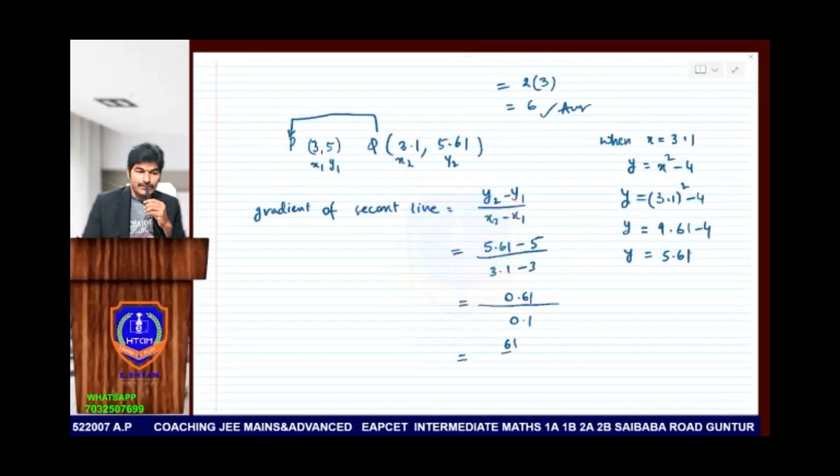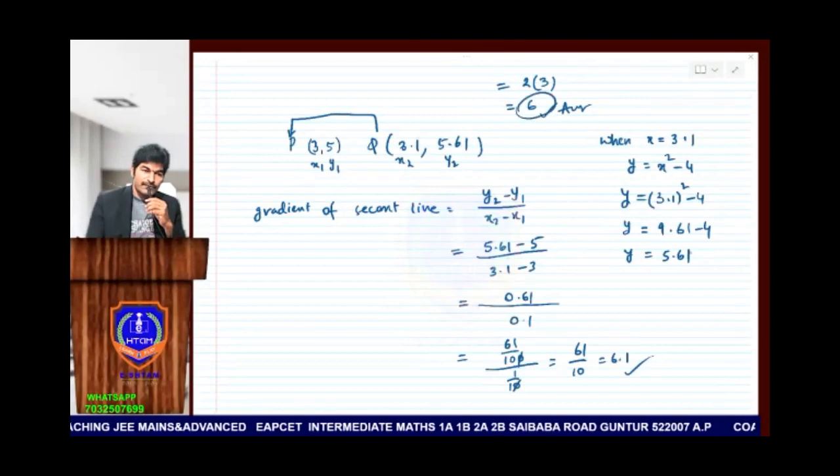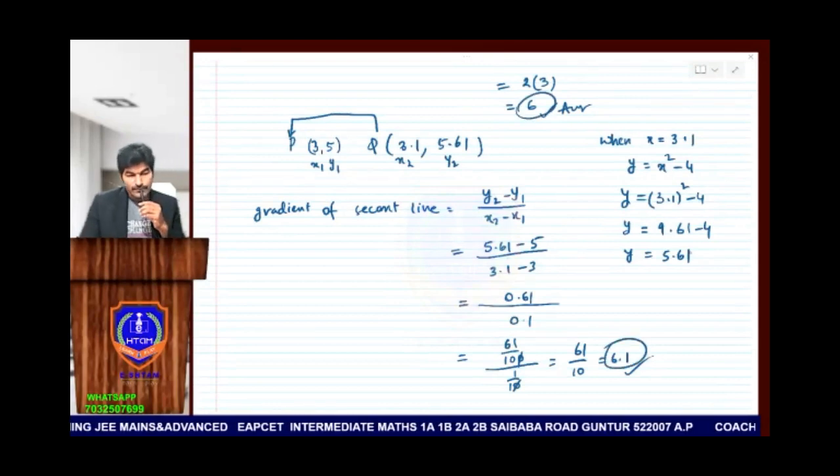6.1. 61 by 100 it is, and 1 by 10. So both cancel. 61 by 10 left. It is 6.1. Look at both of these values, very close. This one and this one are very close to each other. Okay, understood?